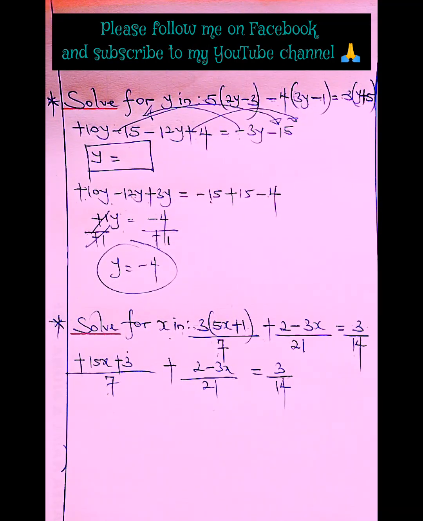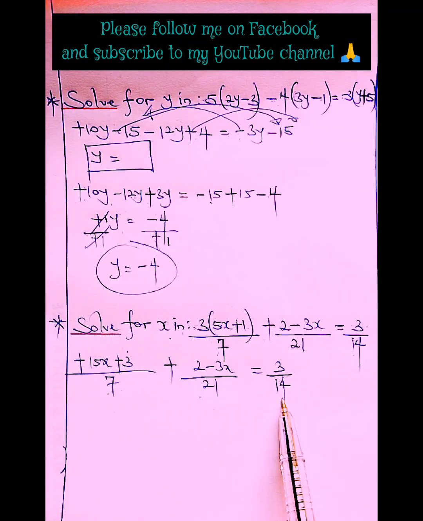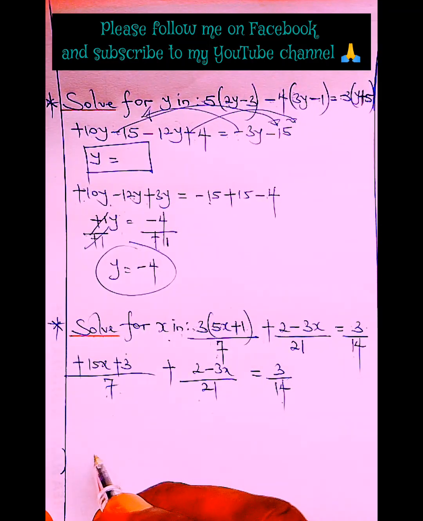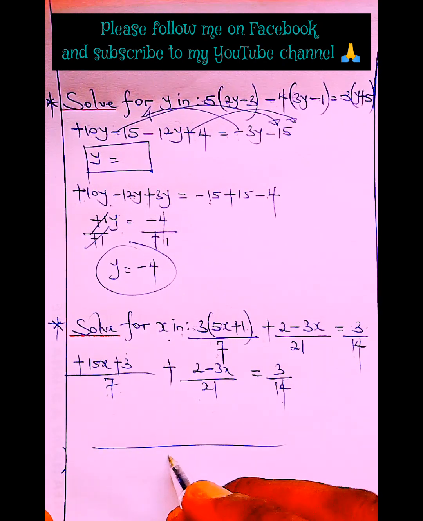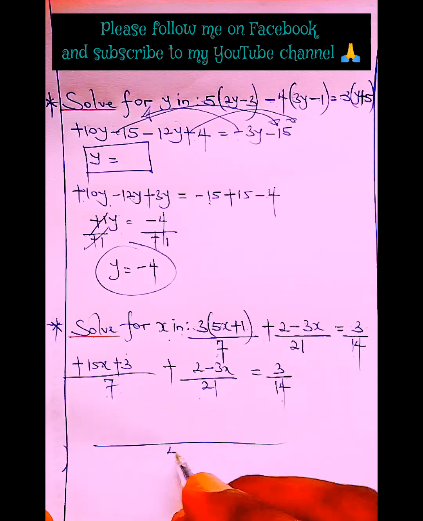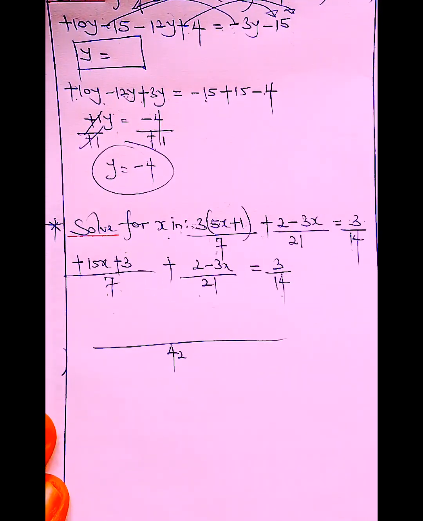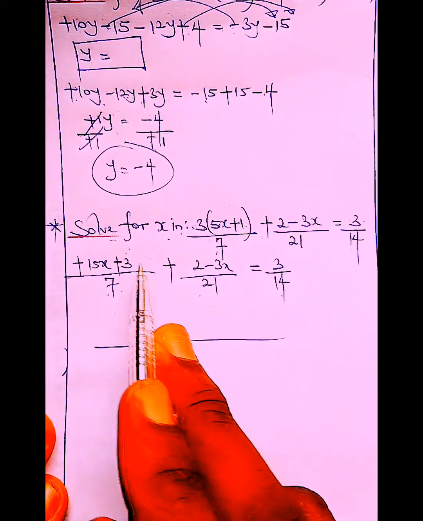Now, what do we do next? The next thing we have to do is to look for our LCM, the lowest common multiple or the least common multiple. So what's the LCM of 7, 21, and 14? The LCM of 7, 21, and 14 is 42. I think everybody should know how to do that. LCM is just a prerequisite for this. So LCM 42. So what do we do next? The next thing we have to do is to use the LCM to multiply each fraction.